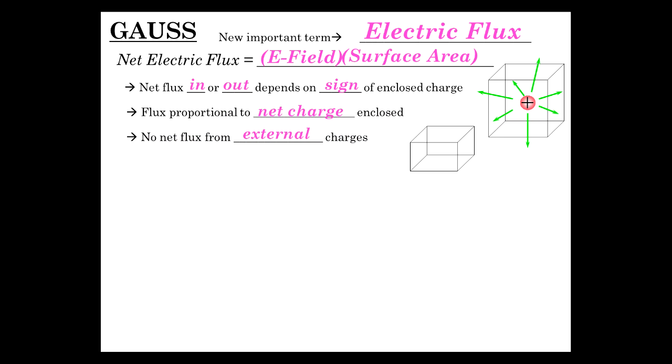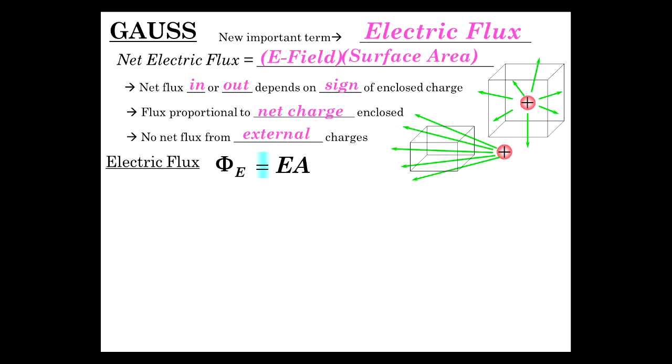An external charge will not produce any net flux. See that? So any flux that goes in, an E field line that goes in, eventually comes back out. So if the region of space is not enclosing a charge, there's no net flux.